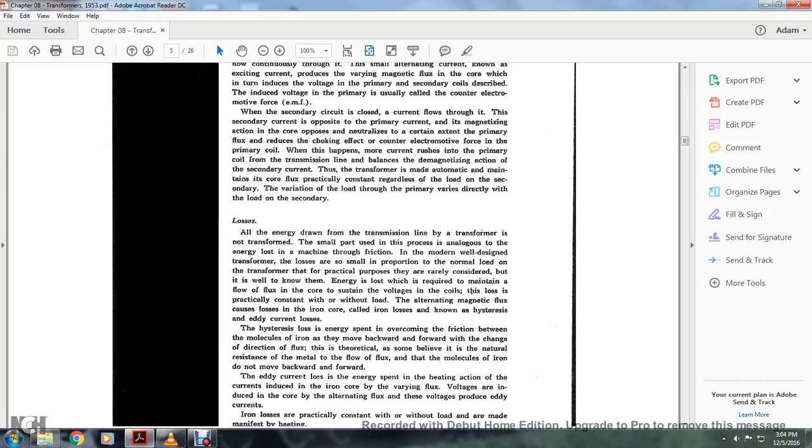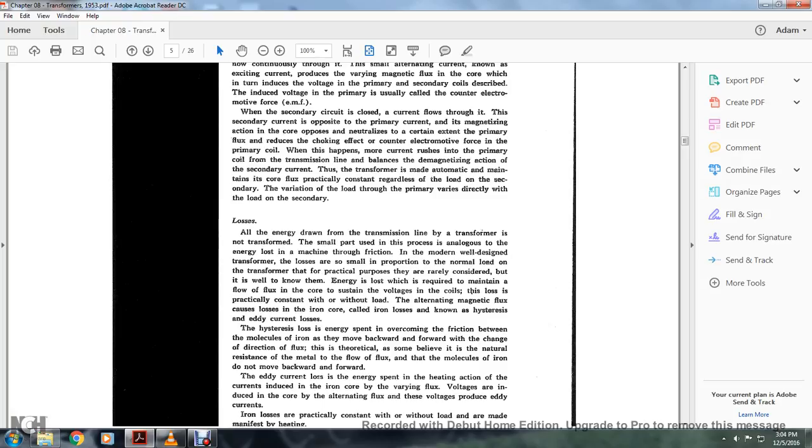This loss is practically constant with or without load. The alternating magnetic flux causes a loss in the iron core, called the iron loss, known as hysteresis or eddy current loss. Hysteresis loss is energy spent in overcoming the friction between the molecules of the iron, which are moved backward or forward with the change of direction of the flux.